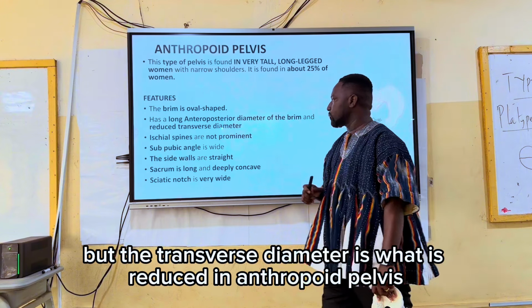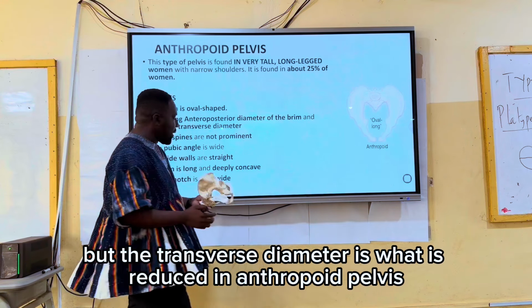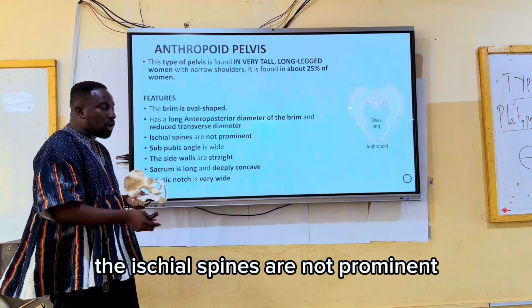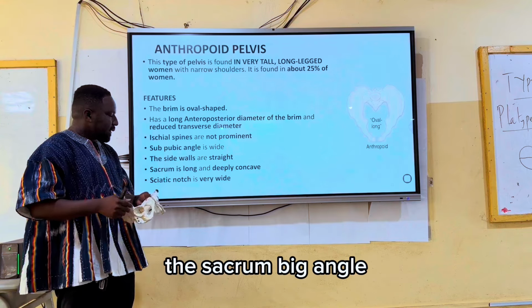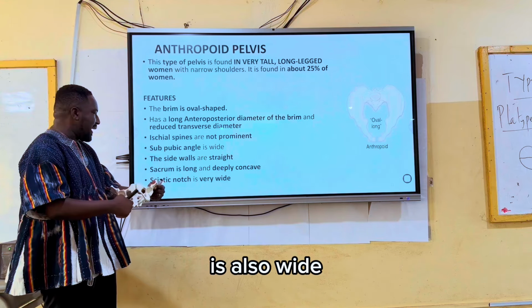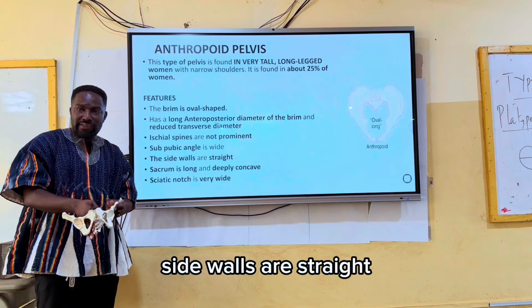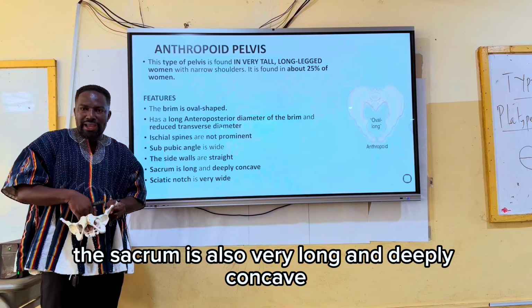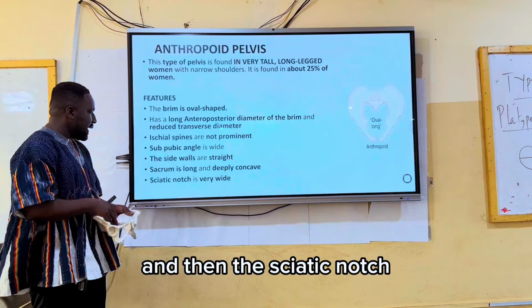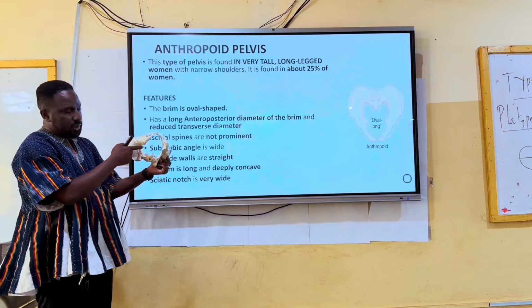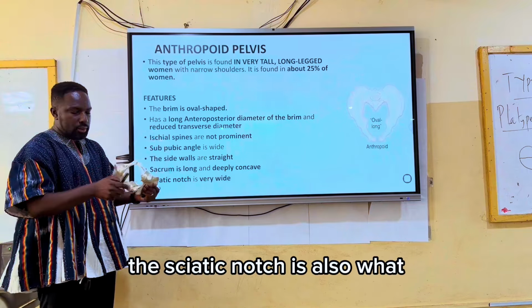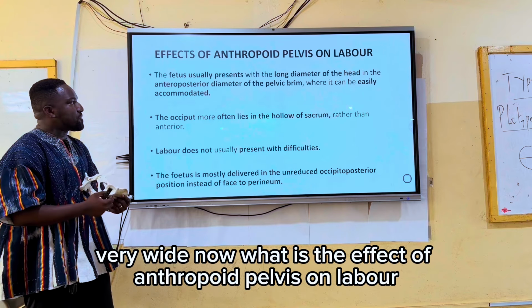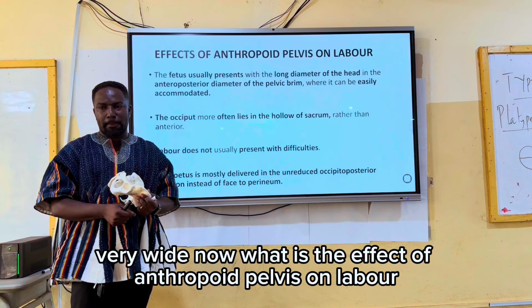Is reduced. In anthropoid pelvis, the ischial spines are not prominent. The subpubic angle is also wide. Side walls are straight. The sacrum is also very long and deeply concave. And then the sciatic notch is also very wide.